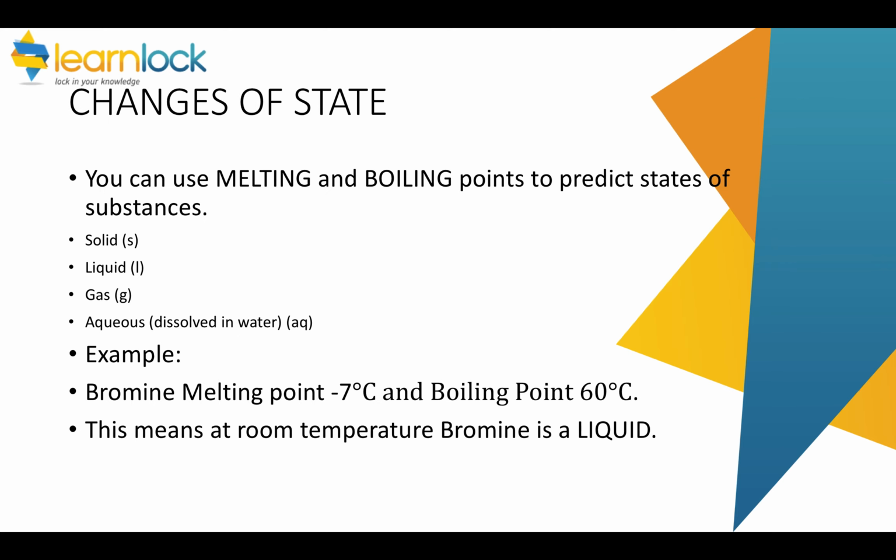You can use melting and boiling points to predict states of substances. So remind me what state symbols are. S means solid, L means liquid, G means gas, AQ means aqueous, so something dissolved in water. So if bromine has a melting point of -7 and a boiling point of 60 degrees, what is it at room temperature? Well, it means it must be, at room temperature, a liquid.